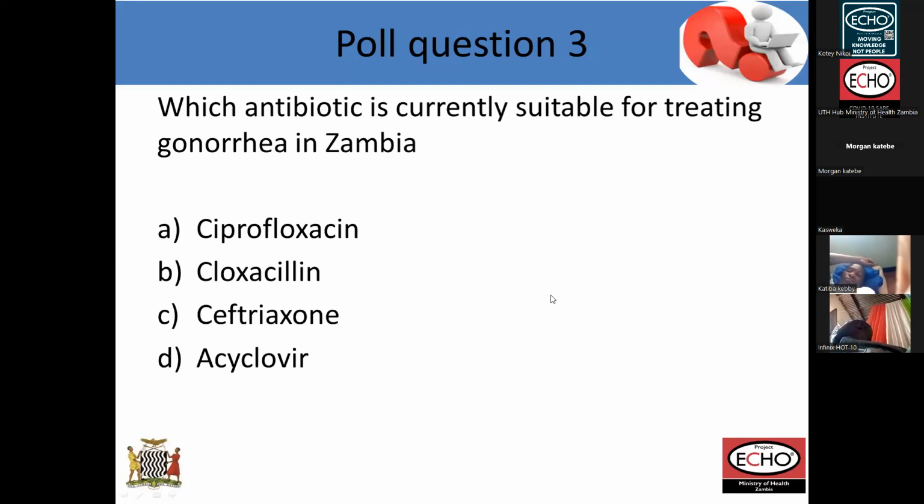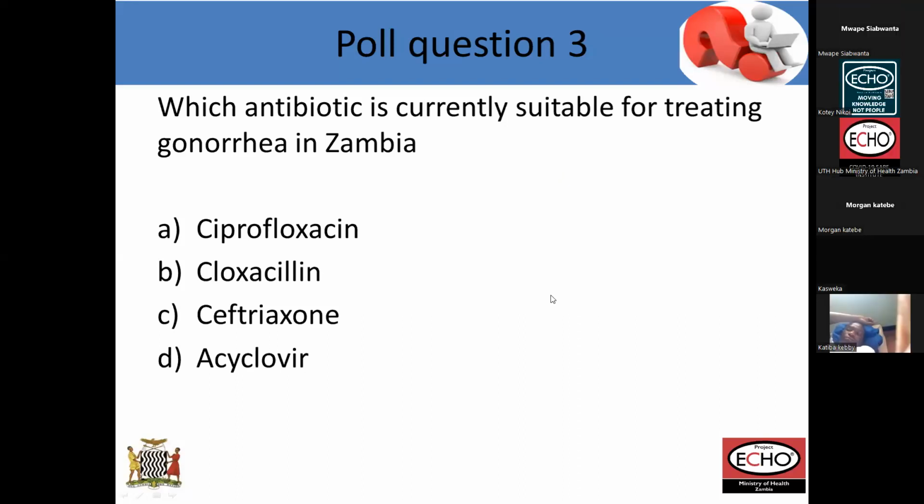So the new STI guidelines should be out soon. So I think that after the guidelines are out, there's usually some training, and people will be informed on the changes in terms of treatments and medicines. Usually it's gonorrhea that you see a huge change in guidelines. It's good if it will maintain.